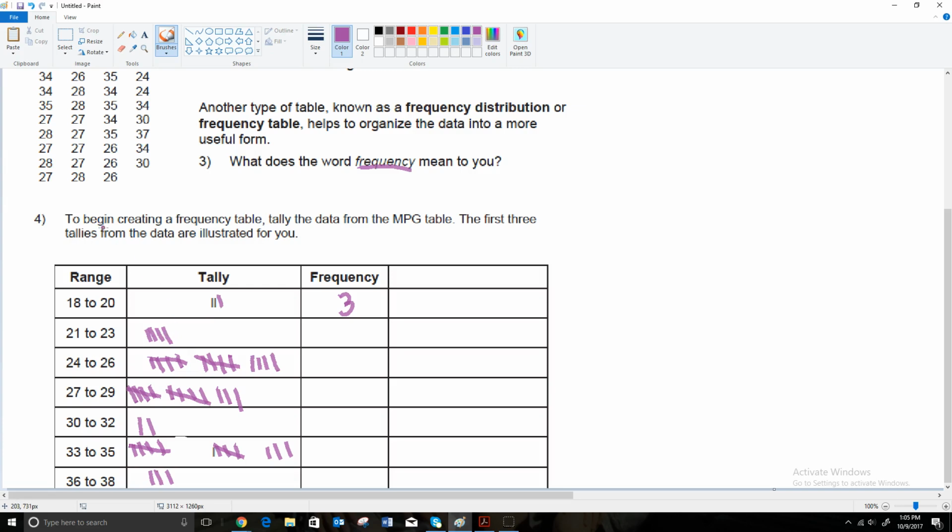Here, if I didn't have this information, all I know is that there's 4 vehicles in that range. I don't know exactly what they were. I don't know if it was 4 21s, a 21, 2 22s, and a 23. If I didn't have this original data, I would only know there were 4 in that category. There were 14 here. There were 5, 10, 13 here. 2 here. 5, 10, 13 here. And then 3 in that highest category.